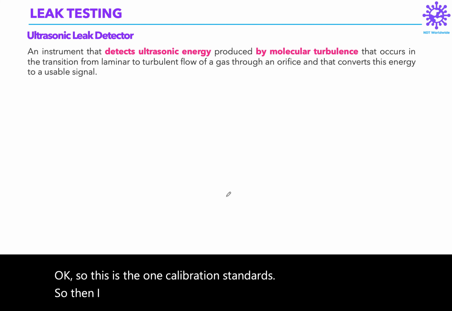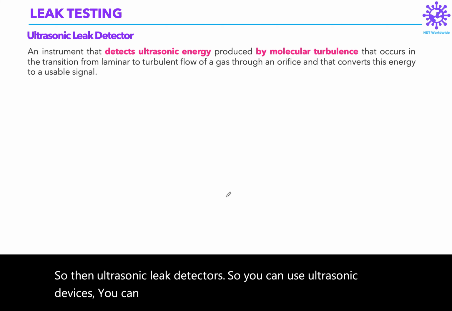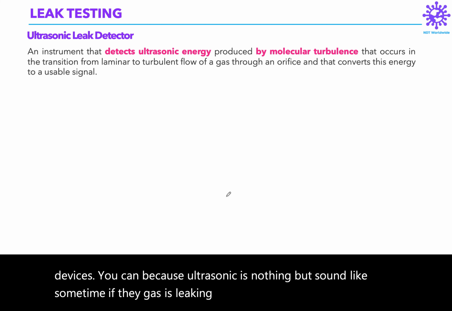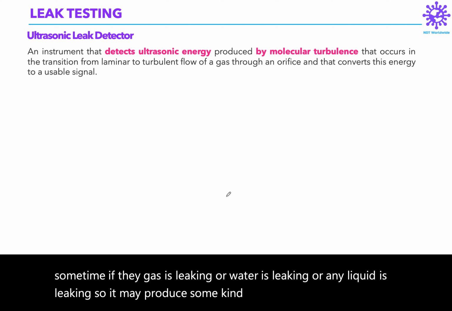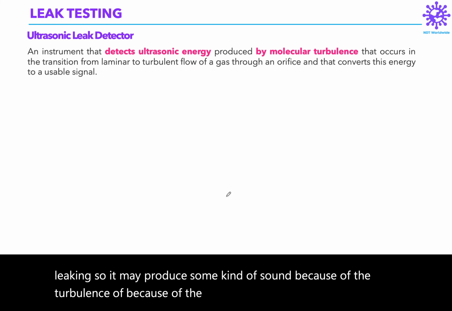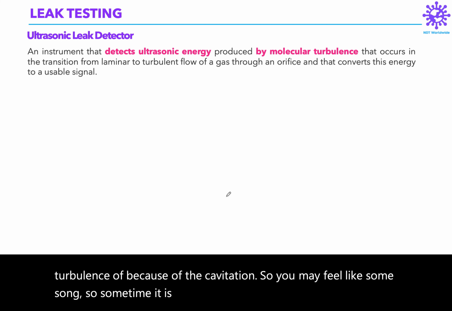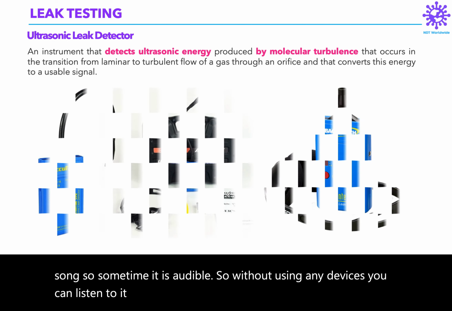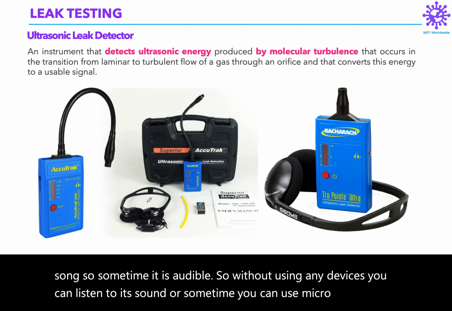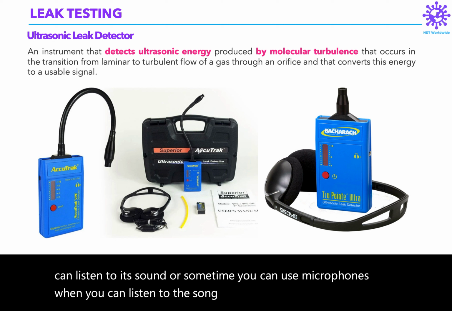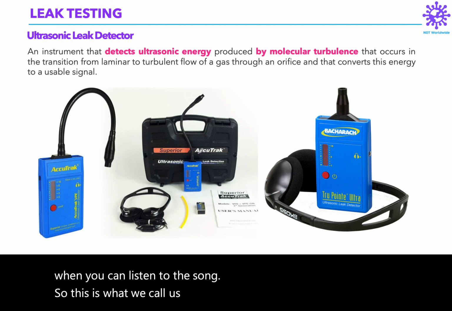Then the ultrasonic leak detector. You can use ultrasonic devices, because ultrasonic is nothing but sound. Sometimes if gas, water or any liquid is leaking, it may produce some kind of sound because of the turbulence or cavitation. Sometimes it is audible, so without any devices you can listen to the sound, or sometimes you can use microphones to listen to it. This is what we call an ultrasonic leak detector.